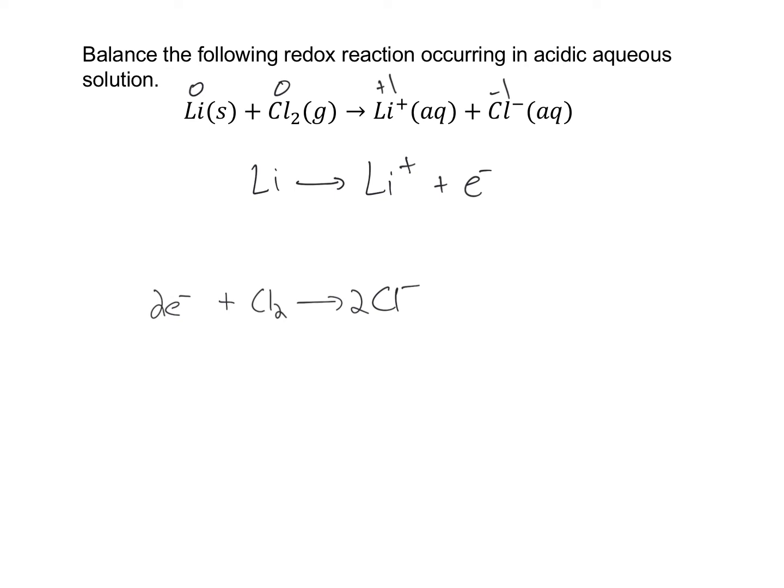Now when I add these 2 half reactions back together, the electrons need to cancel. Right now, if I just added them back together, I'd have 2 electrons on the reactant side and 1 electron on the product side, so the electrons aren't going to cancel. So in step 5, we multiply the entire half reactions by whatever small integers we need so that the electrons on the reactant side equal the electrons on the product side in the 2 half reactions. I have 2 electrons on the reactant side in the reduction half reaction, so I need to multiply this first half reaction, the whole reaction, by 2.